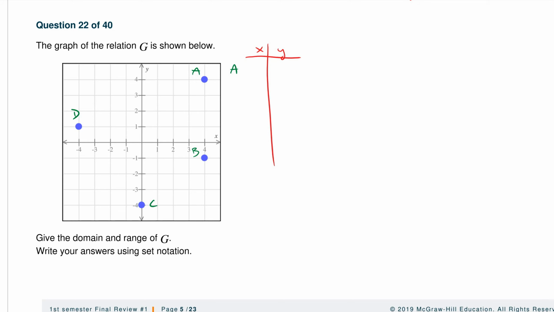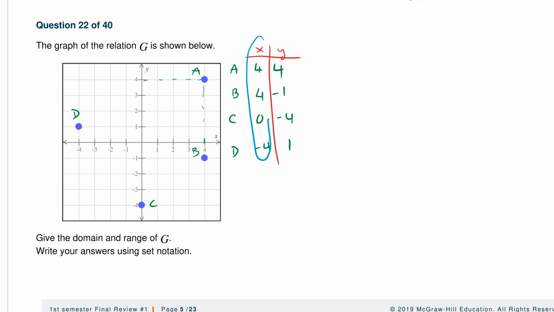So the coordinate of point A will be 4, 4. The coordinate of point B is going to be 4, negative 1. The coordinate of point C is 0, negative 4. X value always has to go first. And point D is negative 4, 1. Okay. We talked about this, I think, last month. The X value is your domain, and the Y value is your range.